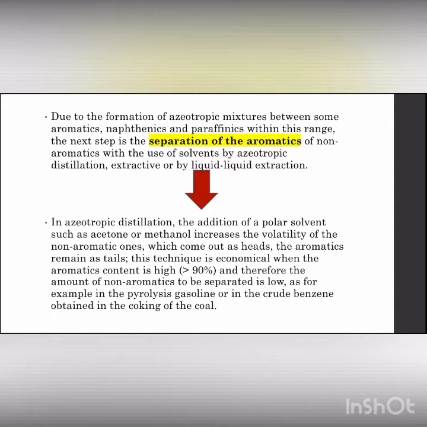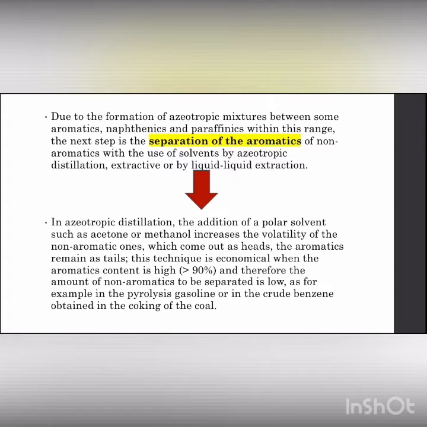Due to the formation of azeotropic mixtures between some aromatics, naphthenics, and paraffins within the boiling range, the next step is the separation of the aromatics from the non-aromatics with the use of solvents, by azeotropic distillation, extractive distillation, or by liquid extraction. In azeotropic distillation, the addition of polar solvents such as acetone or methanol increases the volatility of the non-aromatic ones, which come out as the head. The aromatics remain as tails.